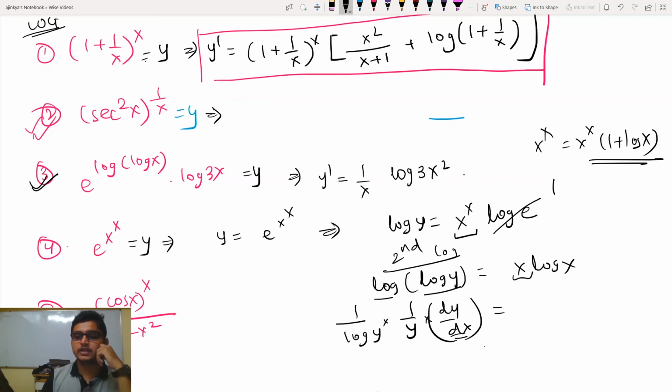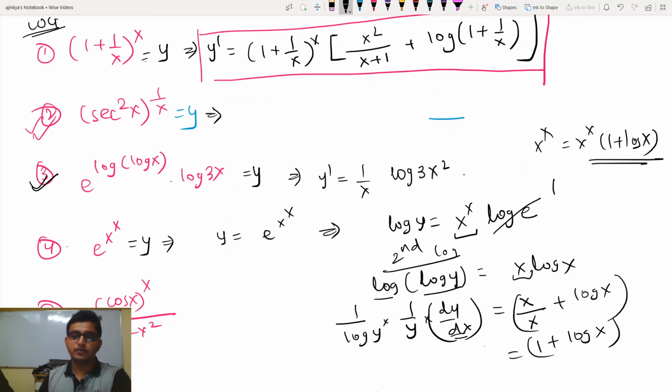And here you can see it is x. If you keep x constant, it is x upon the differentiation of log x, which is 1 upon x, plus log of x with x as constant. So this is your 1 plus log x over here. But we know that log of y is nothing but x raised to x, right? So we have this in this step.